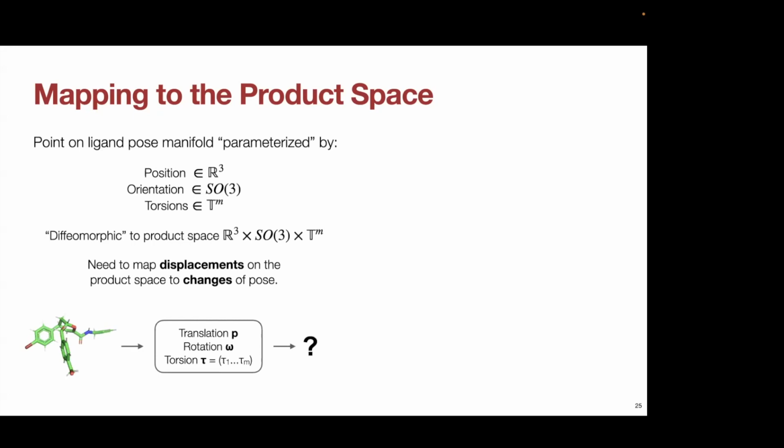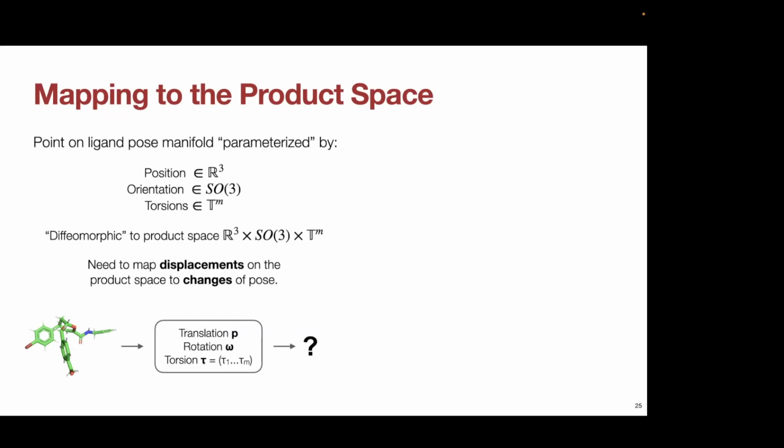We don't necessarily need to have a way of mapping ligand poses to the product space itself. Rather, what we need to do is map between displacements on the product space and displacements on the ligand pose manifold. This is because in score-based generative modeling, you only work with such displacements.